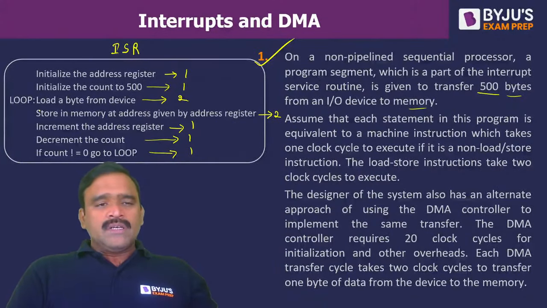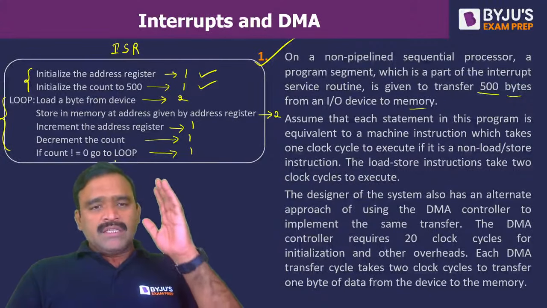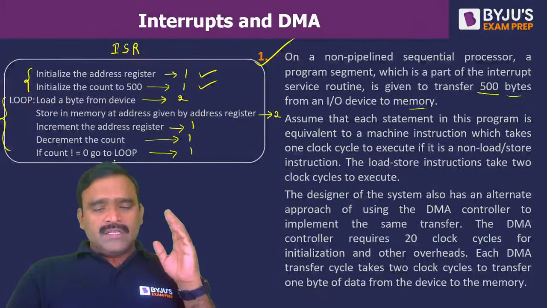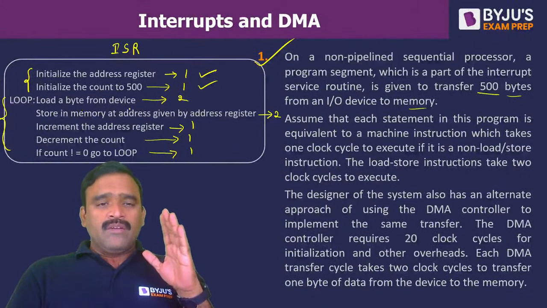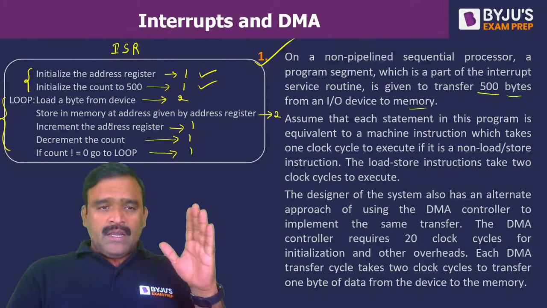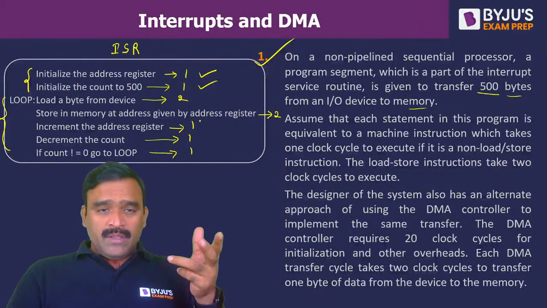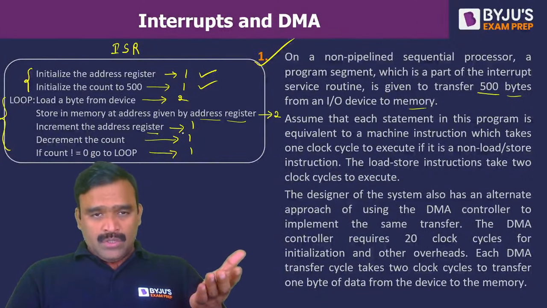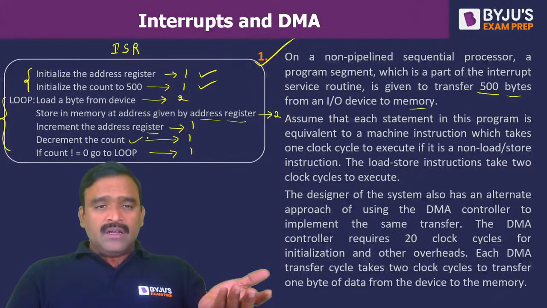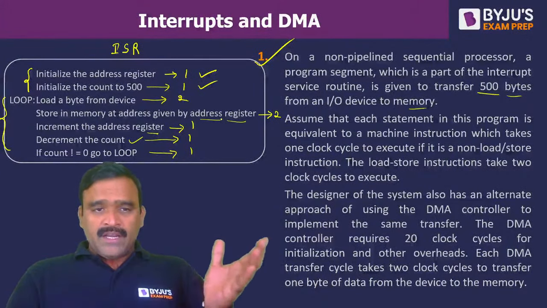So this loop is repeated for how many times, that depends. Actually there are 2 instructions that are executed only one time: initializing the address register and initializing the count, only one cycle. But once it begins, loading a byte from a device takes 2 cycles, and that byte you have to store in memory at the address indicated by the address register. Then increment the address register for the next byte to load in the next address, and decrement the count, since you are supposed to load 500 bytes.